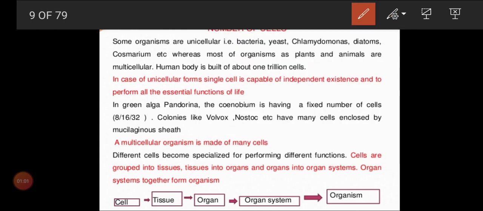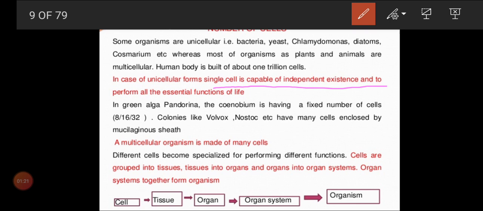Now, in the case of unicellular organisms, we know a single cell is capable of independent existence and performs all the essential functions of life like respiration, excretion, digestion. Every process takes place within the single cell. So we'll say a single cell is independent in its work.